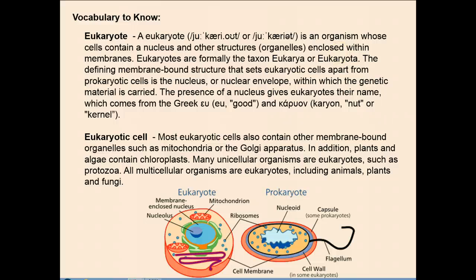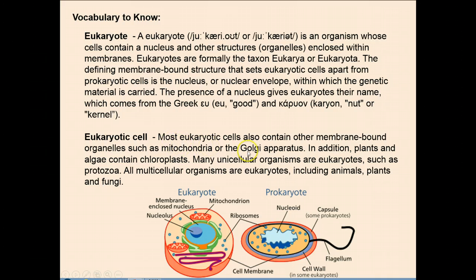And of course, in prokaryotic cells, the nucleus is not contained inside its own membrane. It's in the cytoplasm in general. So the presence of the nucleus in eukaryotes, hence their name, comes from the Greek: eu is the good part, and karyon is the nut or kernel, or cell, as we have come to know it now.